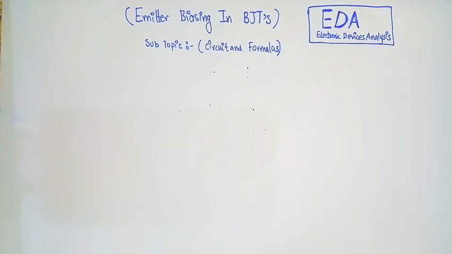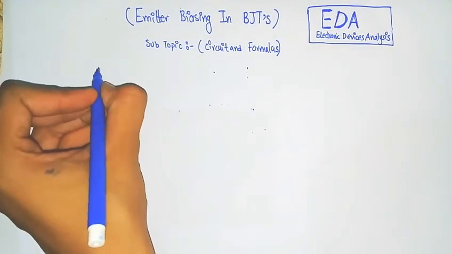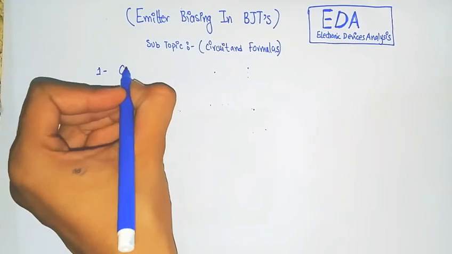So guys, our today's topic is emitter biasing in BJTs. This will be the second type of BJT biasing. The first type is fixed biasing, which we solved in our previous lectures. The subtopic of our today's lecture is circuits and the formulas based on emitter biasing. First of all, we see the circuit of emitter biasing.